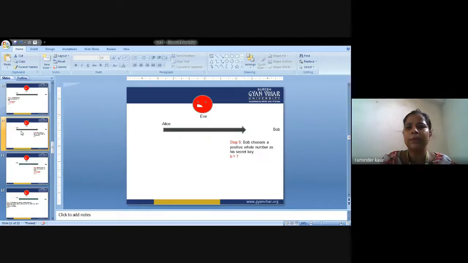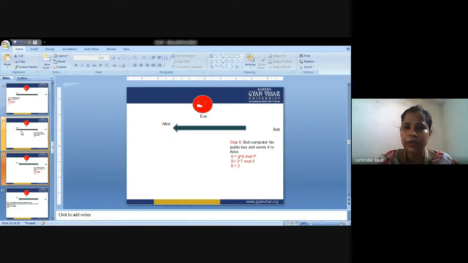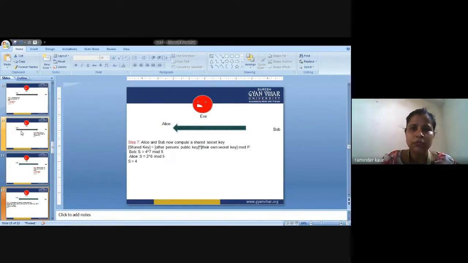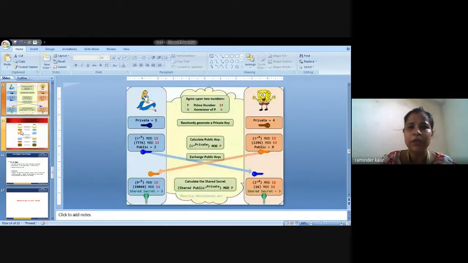So next is step number 5. Bob chooses a positive whole number as his secret key, which is equal to 7. So next is step 6. Bob computes his public key and sends it to Alice, which is this 2. So the 7th step is Alice and Bob now compute a shared secret key. Shared key is equal to the other person's public key raised to their own secret key into modulus of P, which is equal to 4 raised to power 7 modulus of 5. Alice's is equal to 2 raised to power 6 into modulus of 5, which is 4.